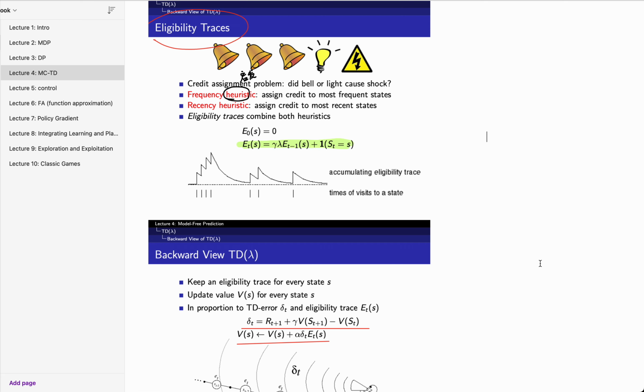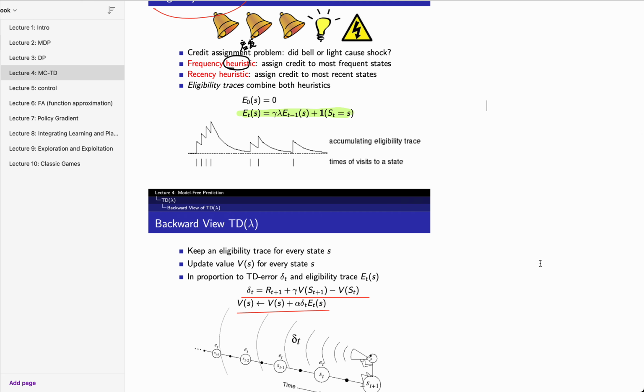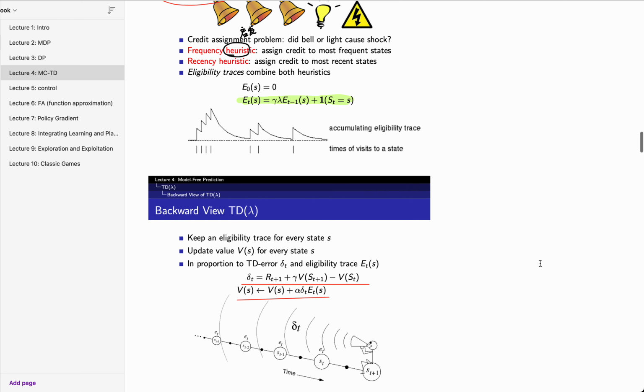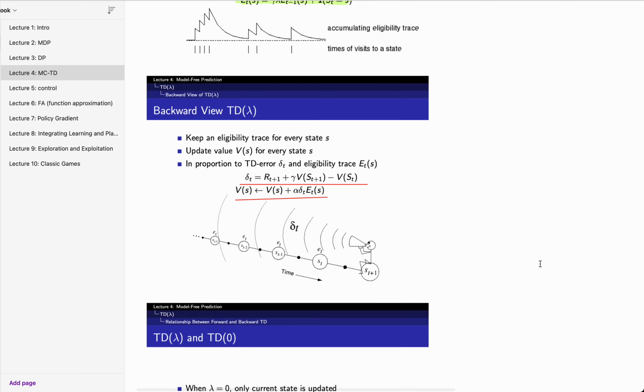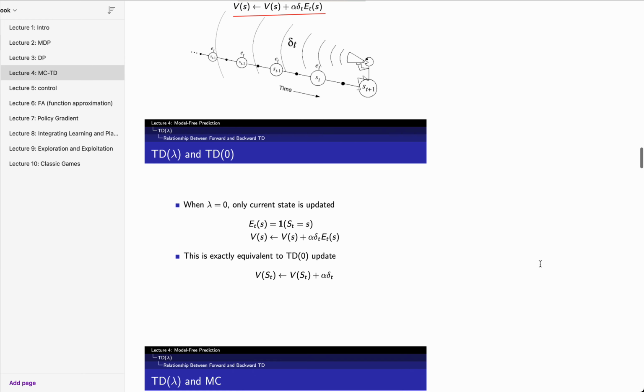And then backward view TD lambda, I do not need to look into the future. I can update immediately. This is called online learning. I can learn as I go. Again, it's just comparing TD lambda and TD zero. If lambda equals 0, only the current state is updated. This is exactly equivalent to the TD0 update.